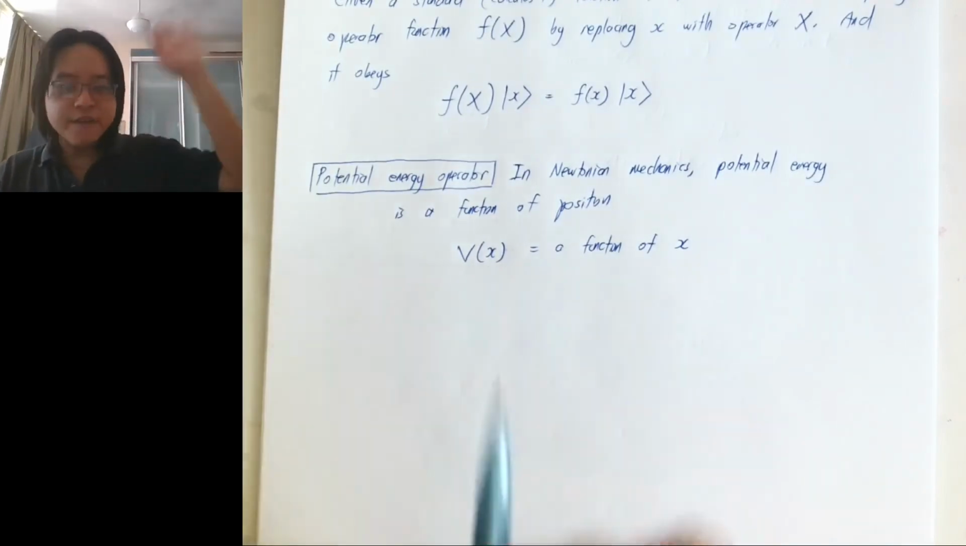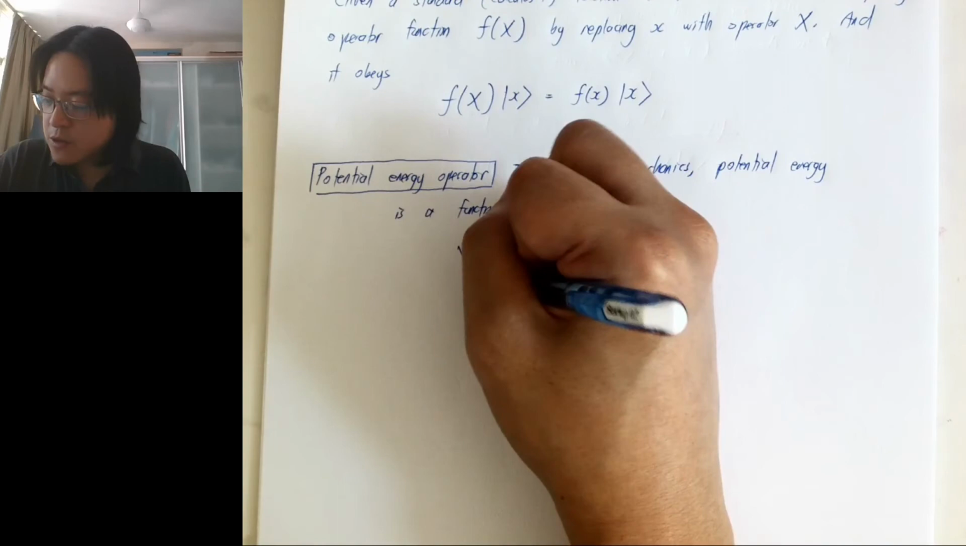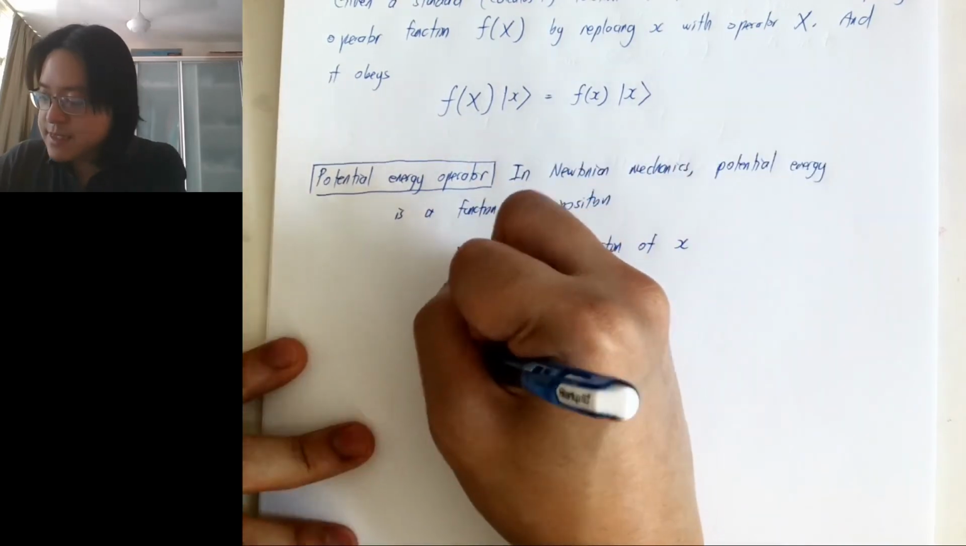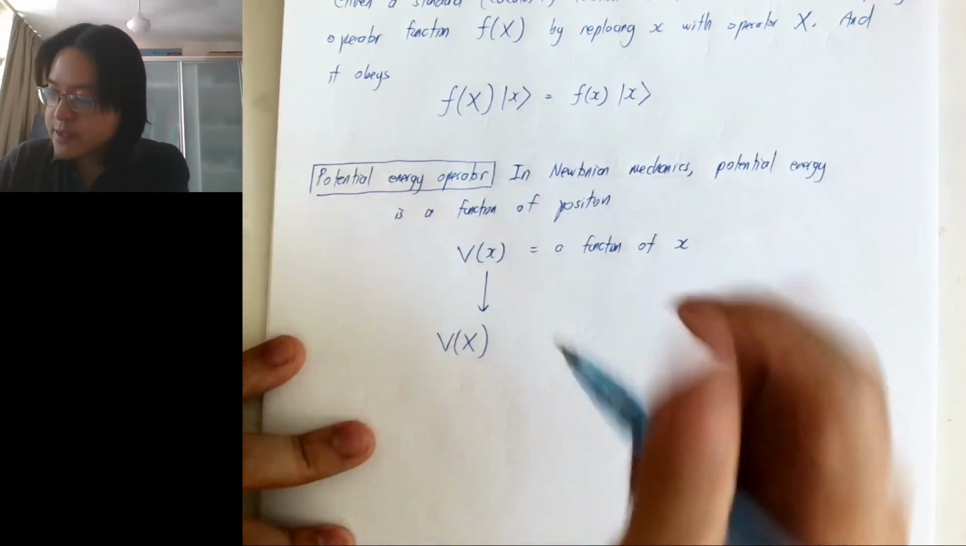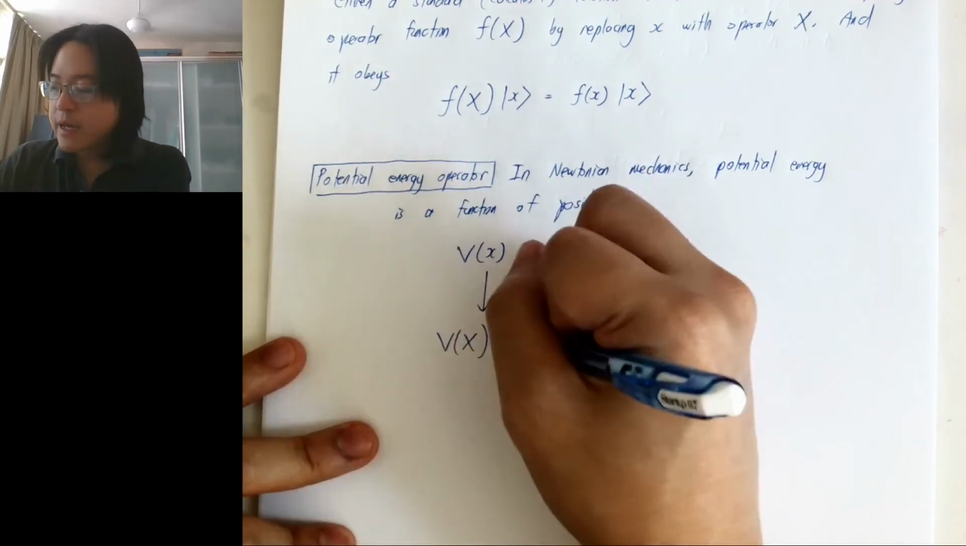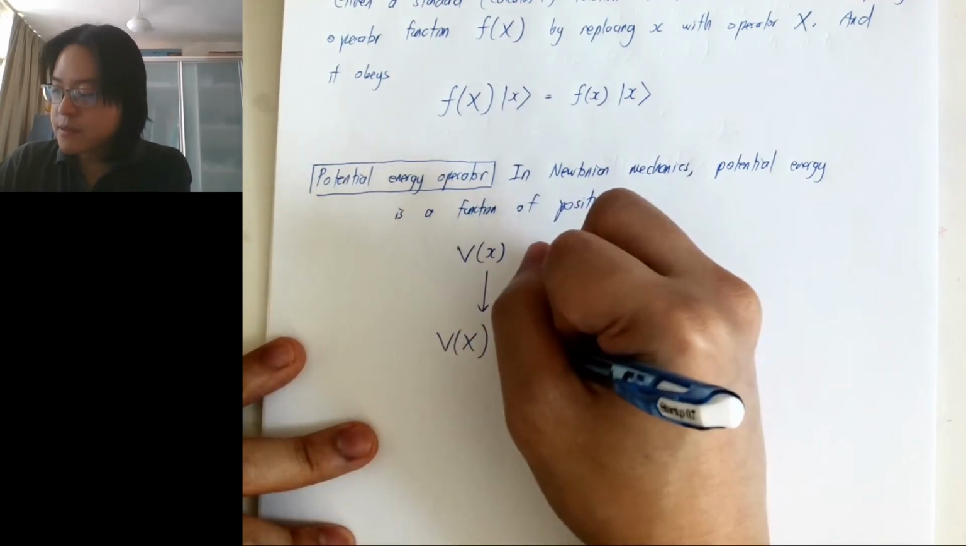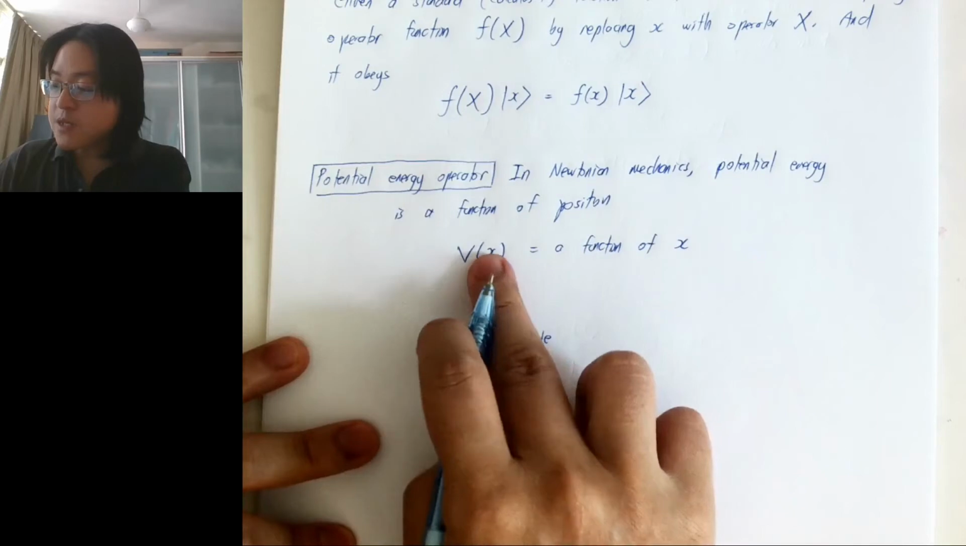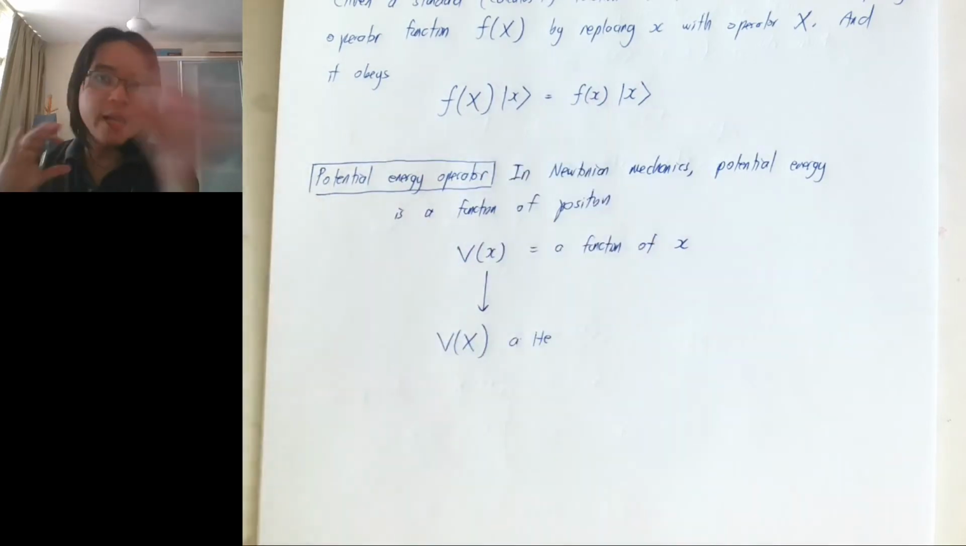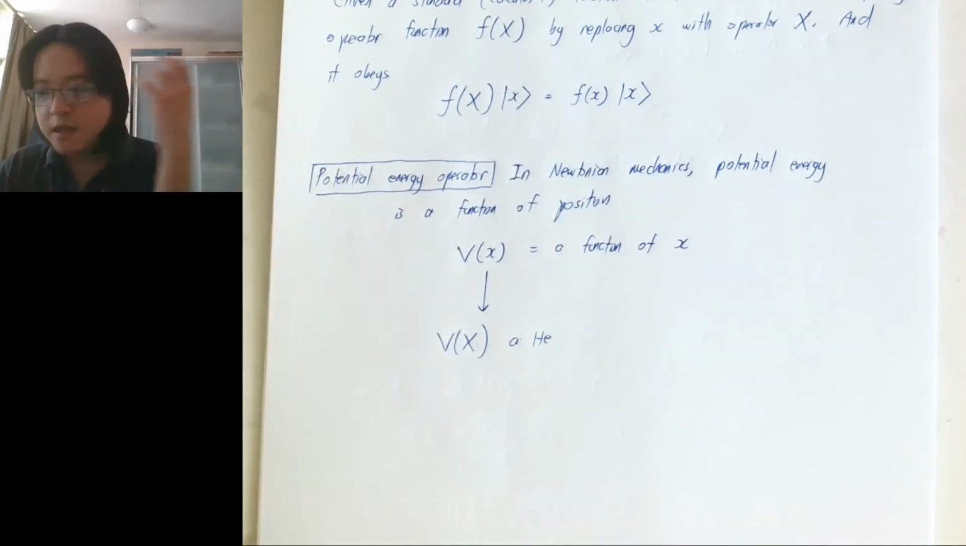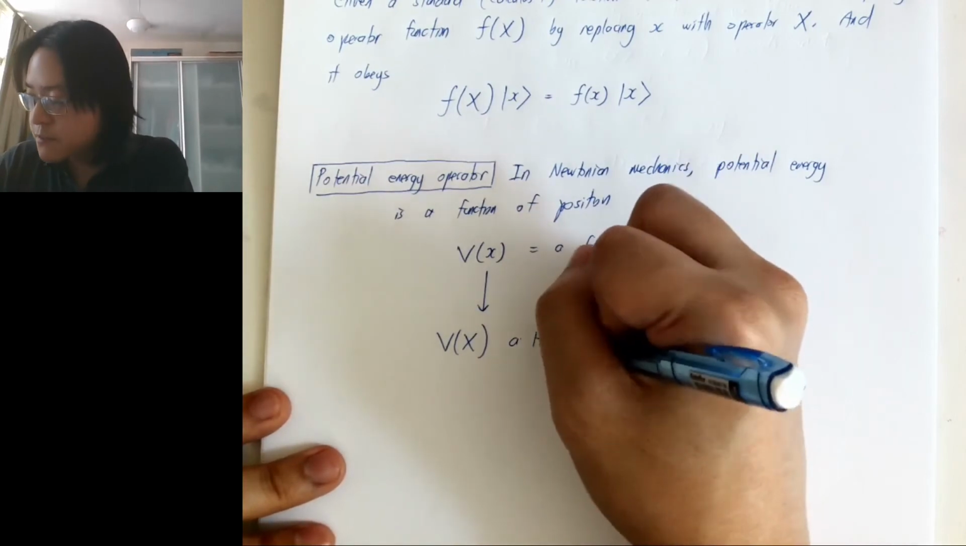For the spring it is half kx squared kind of thing. But if I go to quantum mechanics, then it is the same function, but I replace everything using the operator, and it is an operator. And in particular, because all the x are Hermitian, linear combinations of Hermitian operators are still Hermitian. So it is a Hermitian operator.